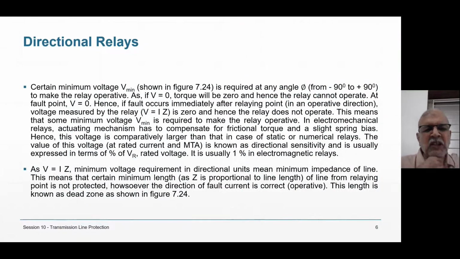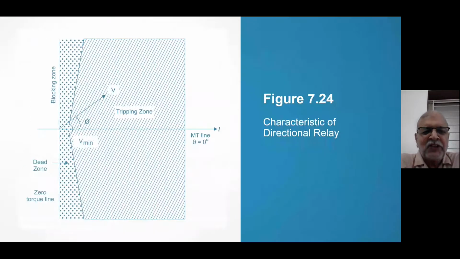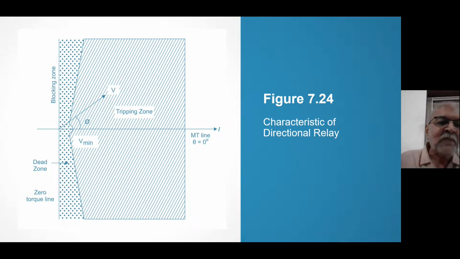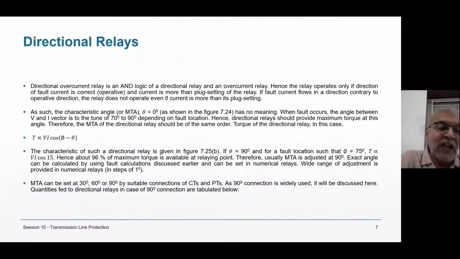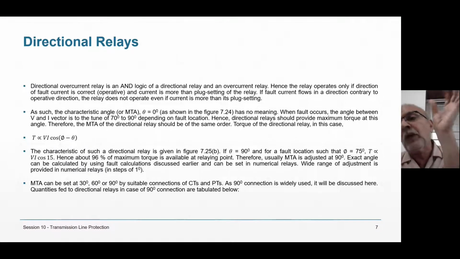But you see, one has to understand that this characteristic, where torque is maximum when angle is 0, is useless, because I want maximum torque when fault occurs. And when fault occurs, I have already told you that the angle is of the order of 75 to 80 degrees. So my maximum torque should be at 75 to 80 degrees. Therefore, my real formula should become VI cos(phi minus theta). Torque should be proportional to VI cos(phi minus theta). Theta is a designed characteristic angle of a relay.